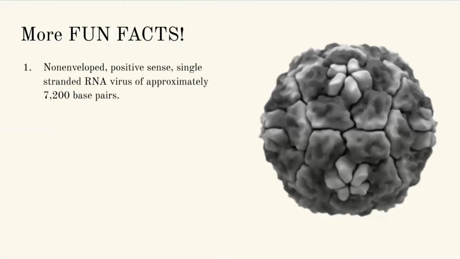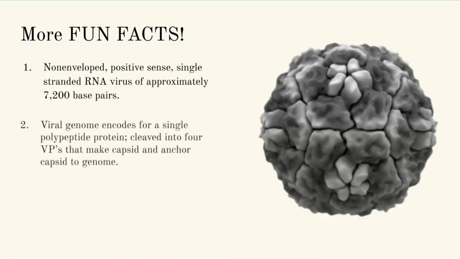But some more fun facts about the rhinovirus. It's a non-enveloped, positive sense, single-stranded RNA virus of approximately 7,200 base pairs in its genome. And the viral genome encodes a single polypeptide, and actually proteases cleave it into 4 different viral proteins labeled VP1, VP2, VP3, and VP4. And these are what make the capsid and also what anchor the capsid to the genome.